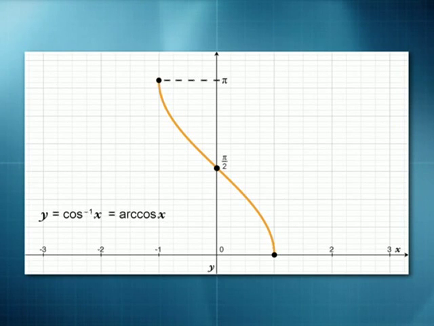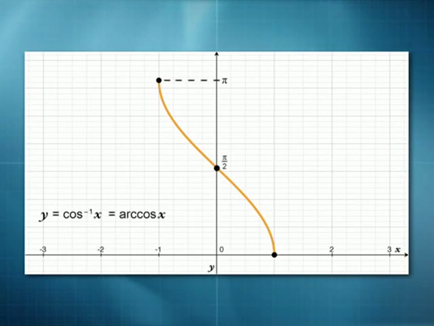You might remember also that cosine of 0 is 1. That means arc cosine of 1 is 0. And you see it there on the graph. Kind of a funny looking graph, isn't it? But that actually is the mirror image of our restricted cosine graph that we looked at a little bit earlier.